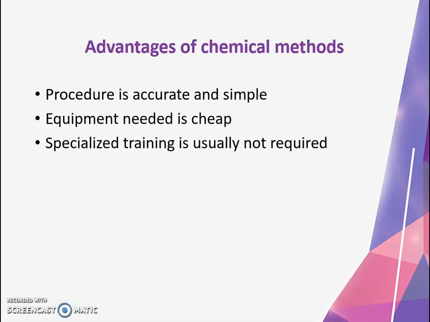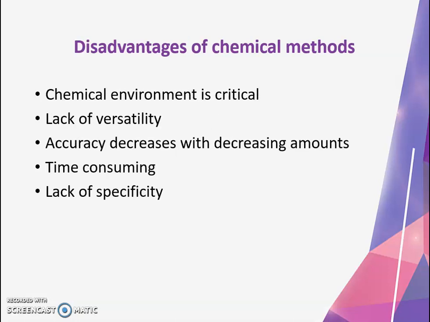What are advantages of chemical methods? Chemical methods which we had seen, that is titration and gravimetric analysis. Here the procedures are accurate and simple, cheap equipments are needed, and no specialized training is required to carry out these procedures. But its disadvantages are the chemical environment has to be maintained very carefully.